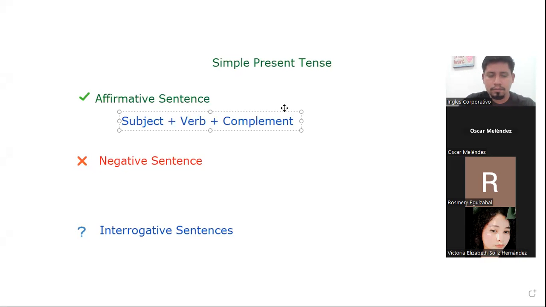Any of you, a volunteer, want to insert an affirmative sentence using simple present and write it down here in the chat box, okay? One of you can please just insert an example there that we're going to copy and paste. Let me move on to the negative.